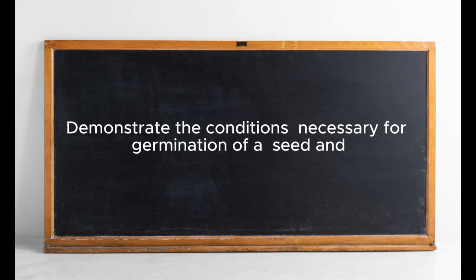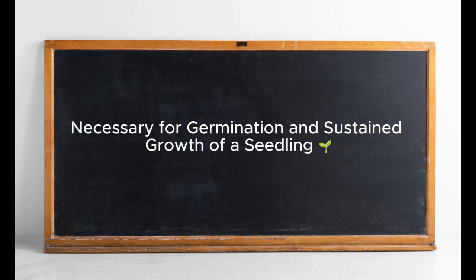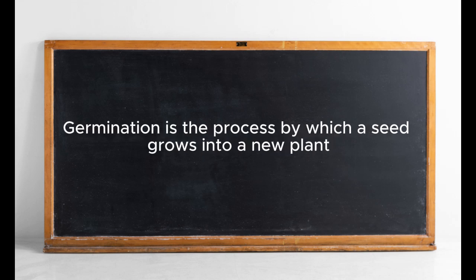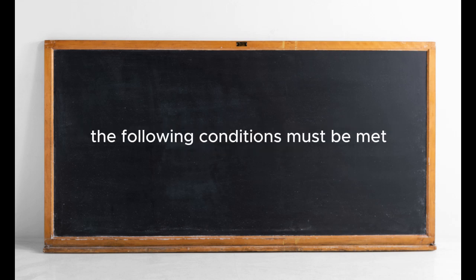Demonstrate the conditions necessary for germination of a seed and sustained growth of the seedling. Conditions necessary for germination and sustained growth of a seedling. Germination is the process by which a seed grows into a new plant. For successful germination and continued seedling growth, the following conditions must be met.